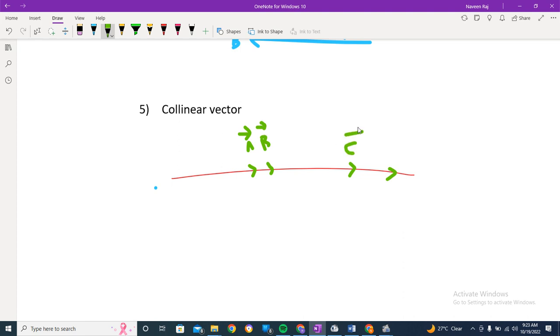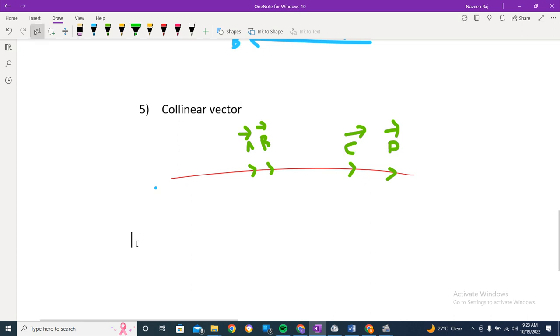So what do you think, do they have some sort of link? What is the link? They are all lying on a similar line. So these sort of vectors are called collinear vectors. They are lying on a similar line, and this is how it works. The magnitude can be different, but they lie on a single line, and their direction would probably be similar as well.